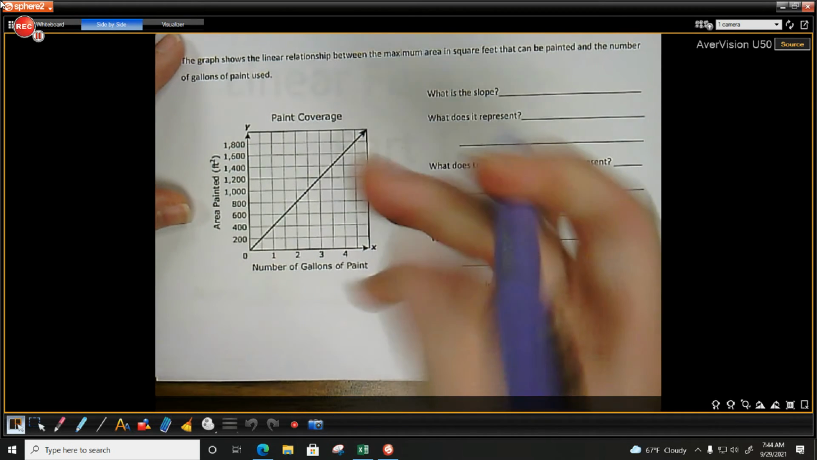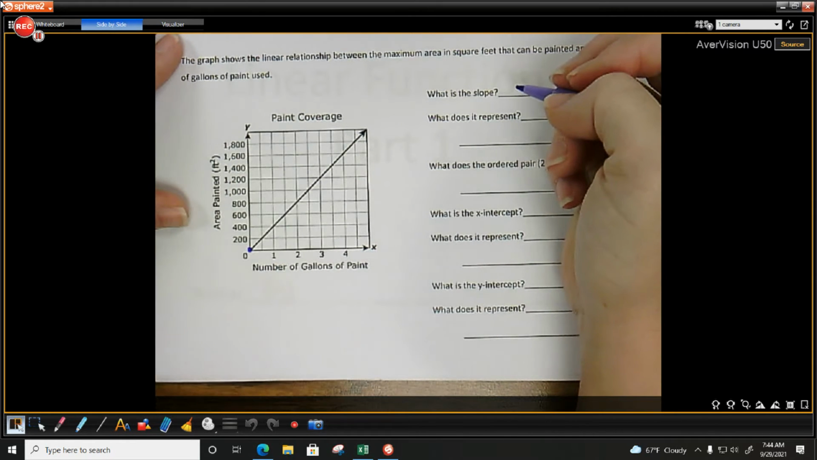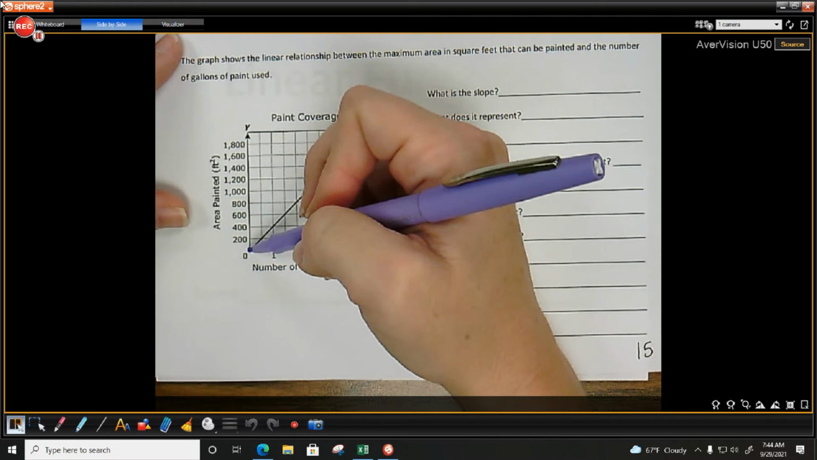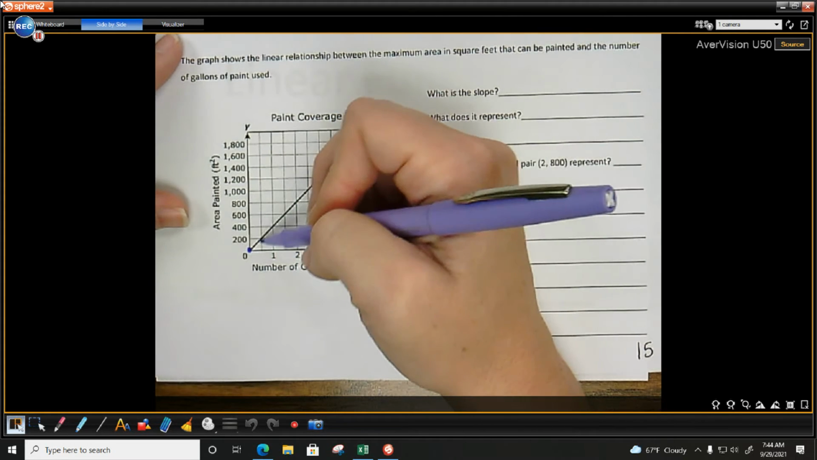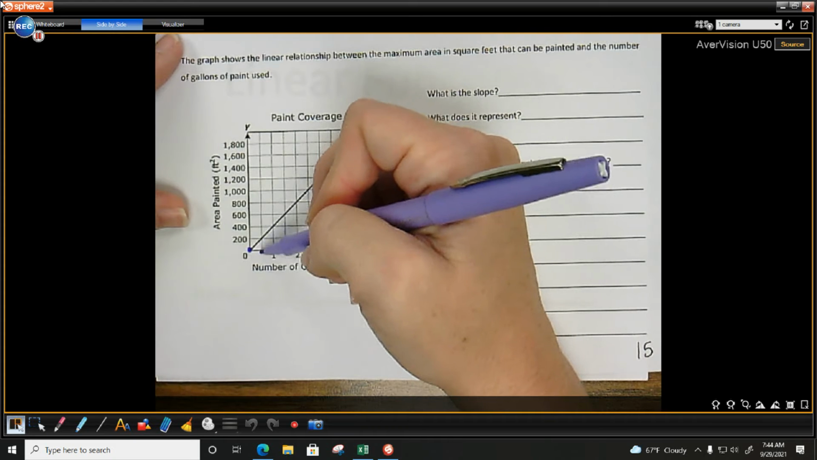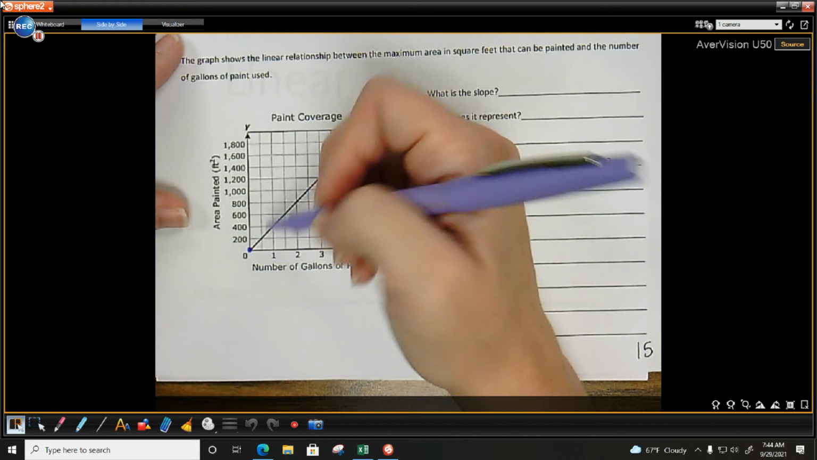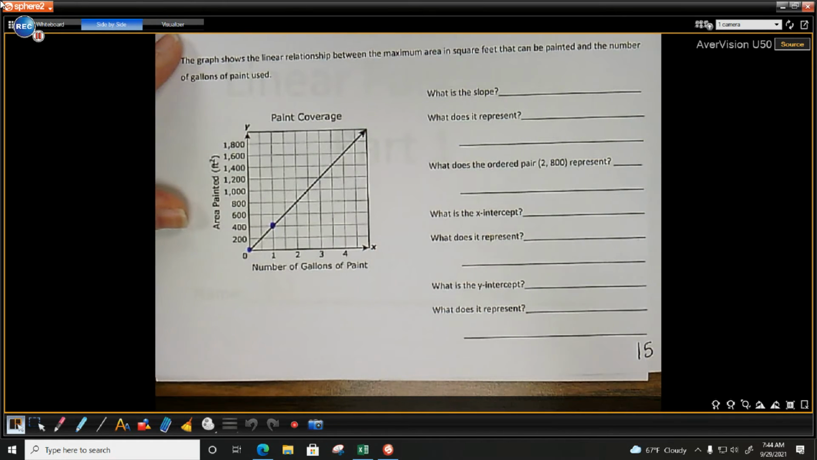Do we think that's a good point? Does that have a whole number for x and a whole number for y? Yeah, it's 0, 0, right? I wouldn't want to use this dot because if I follow that down, is that a whole number for x? No, that would be a half. So let's go, is that a good point? Yes. Okay, so let's calculate our rise over run.